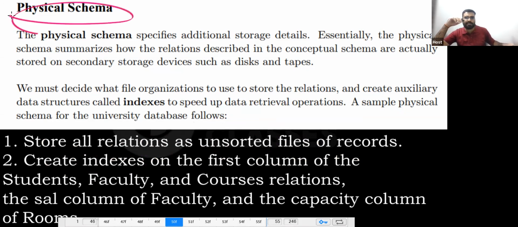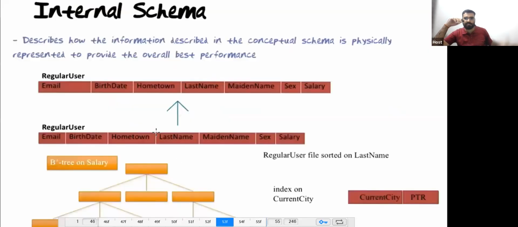So the physical schema will tell you all the data structures that we are using, how we are storing the data: in sorted order or unsorted order, and which indexes we are creating. So very simple point. Is this clear to everyone? This is your physical schema. The physical schema will tell you about the storage details.